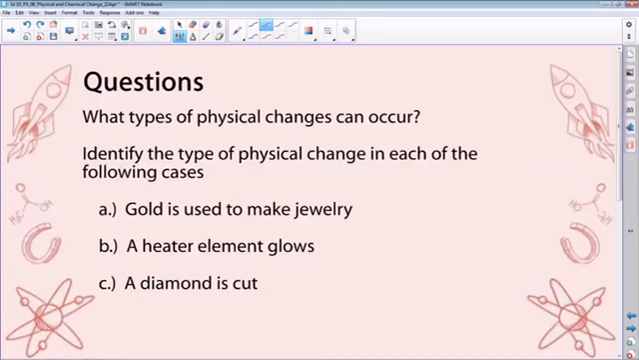The first question has to do with the types of physical change. Emphasis is on the physical change that can occur. What types of physical change can occur? Identify the types of physical change. Now in the first one, we are only listing the types of physical change. And then there are examples of physical change. Ours is to classify one into the three categories that we have. I'll give you 2 minutes to attempt those. Let's go for it, guys.